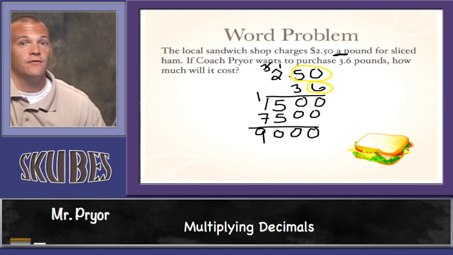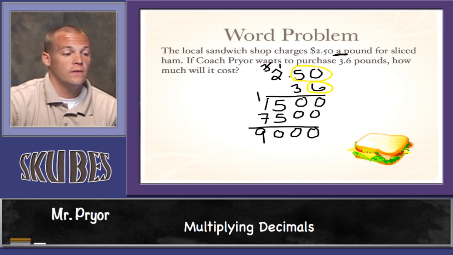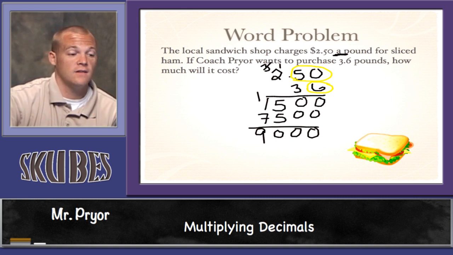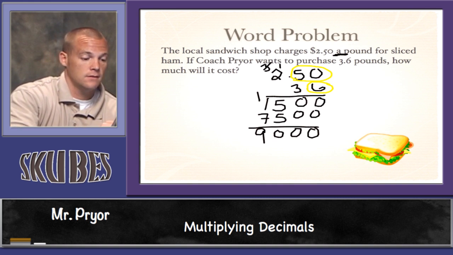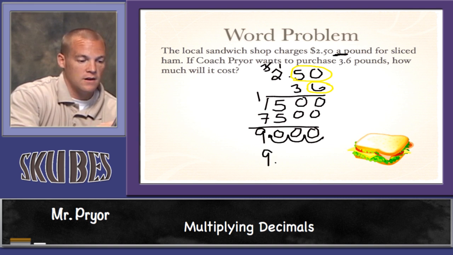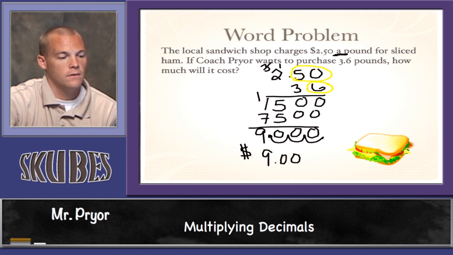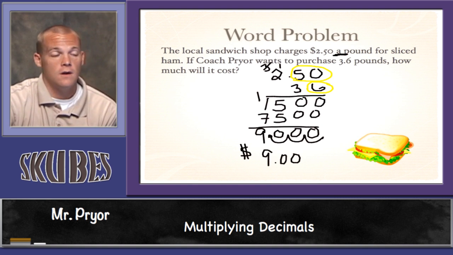How many numbers are after the decimals? So there's 2 in the first decimal and there's 1 in the second. So that's a total of 3 places. So that's going to be 1, 2, 3 places. So it looks like I'm going to end up spending $9. All right. This has been a quick tutorial on multiplying decimals.